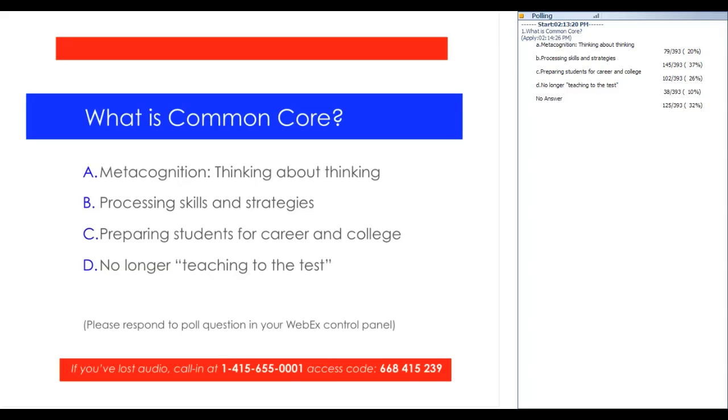And so the test this time is not just teaching to the standardized test, but to use common strategies and skills. So all of those are correct. Now, what makes it different than what we've been doing before is that it's trying to be consistent across the states, and that's never been done before. So that's what makes it different.